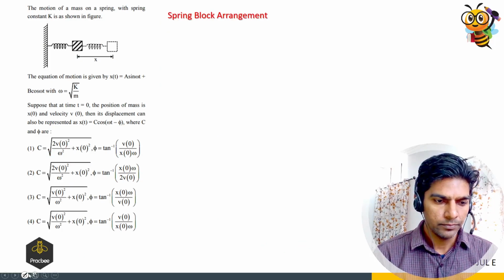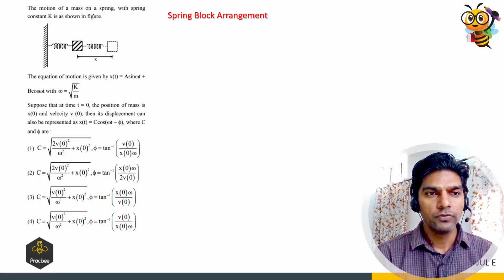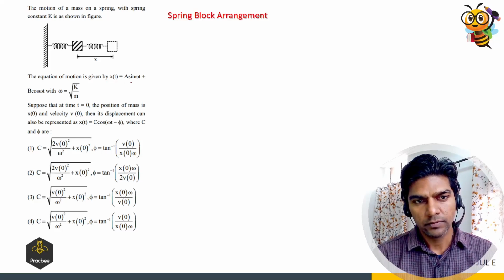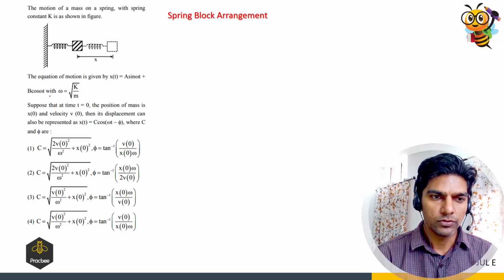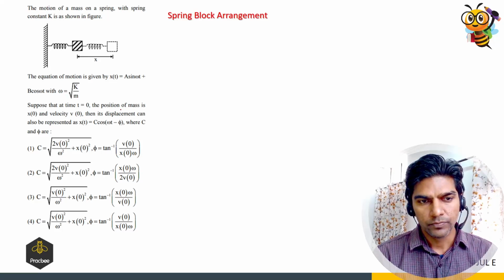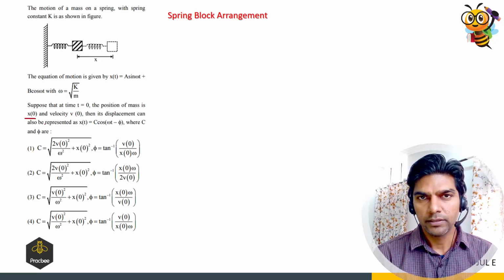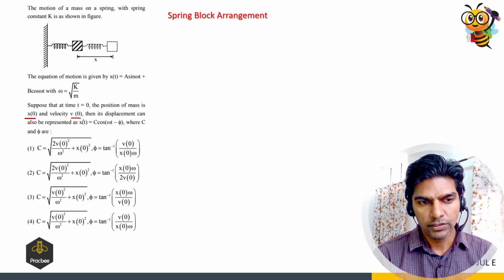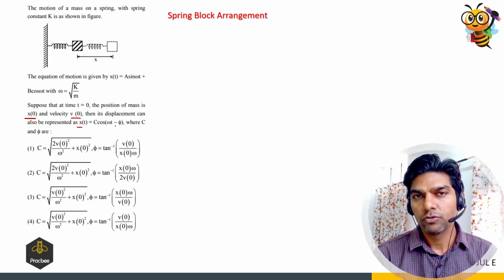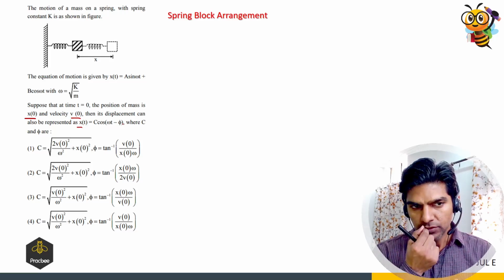Now let's see this question. The motion of a mass on a spring with spring constant K is shown in the figure. The equation of the motion is given by x equals a sin omega t plus b cos omega t, where omega is root of K by m. Suppose that at t equals 0, the position of the mass is x0 and velocity is v0, then its displacement can also be represented by x equals c cos omega t minus y. Right, so let us see.